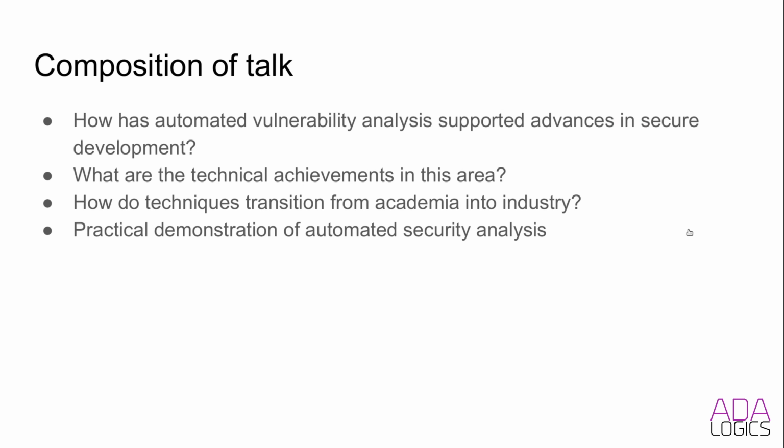So what's the composition of this talk? We will focus on 4 different points. First, we're going to discuss how automated vulnerability analysis has supported advances in secure development, and this is secure code development. We're also going to talk about what the technical achievements are in the area of automated vulnerability analysis, and also how techniques transition from academia to industry. Finally, we will have a practical demonstration that shows some of these techniques in practice and how you can use them to find bugs and vulnerabilities.